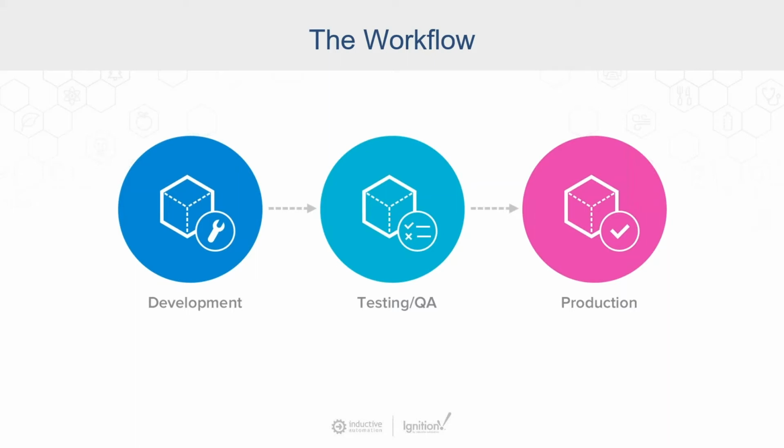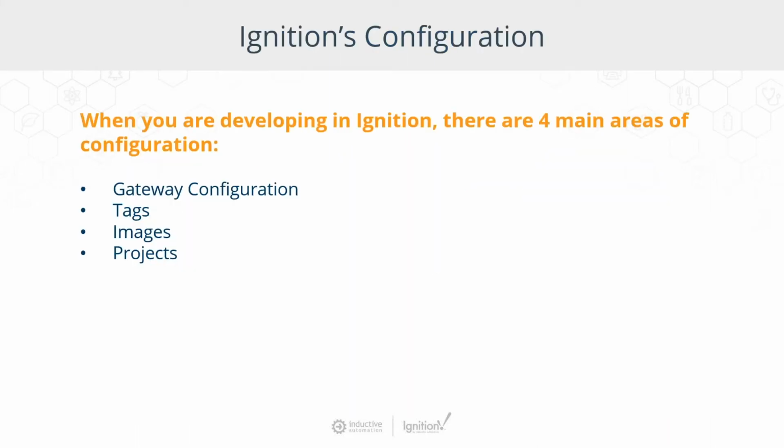Yeah, and so in order to really do this effectively, I think it's really important to understand, when you're developing Ignition, where things are being stored, how things are being configured, and how it's all broken up. And so I think it's first worth going through Ignition's configuration in a little more detail, and talking about the four main areas of the config, which happen to be the gateway configuration, tags themselves, images, and projects. And we're going to go through each one of these.